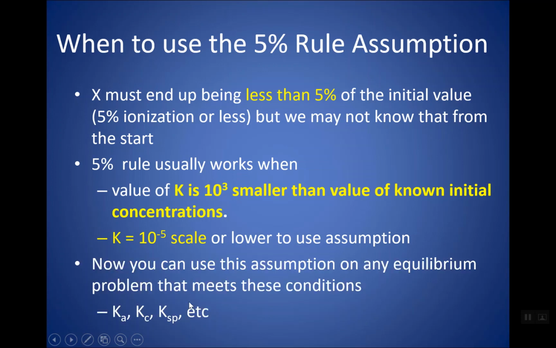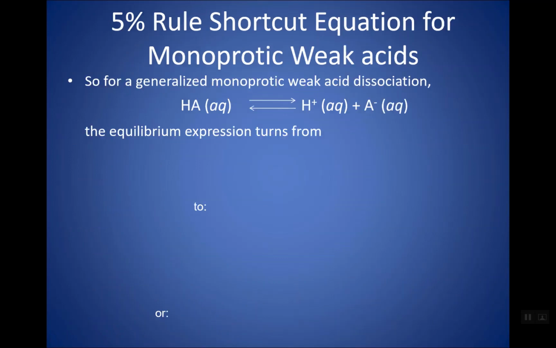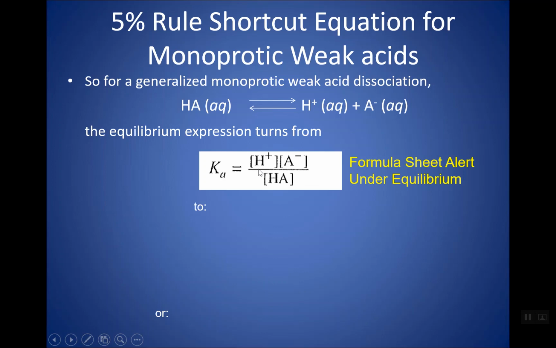Okay, and like I said, now you can use this on any kind of equilibrium problem where you have a small K. Here's where I want to derive a little shortcut. Like we saw from the last problem, you're always getting this x squared on top. The H plus squared is on top. So rather than putting, in my Ka expression, H plus times the concentration of the conjugate base, I can literally just make this H plus squared, or x squared. And on the bottom, rather than the equilibrium acid, it's the initial acid, because we're using our 5% rule: very little ionizes, so it's going to stay basically the same. So I could rearrange this Ka that's given on the formula sheet to look like this to help me do problems more quickly and completely bypass the icebox.